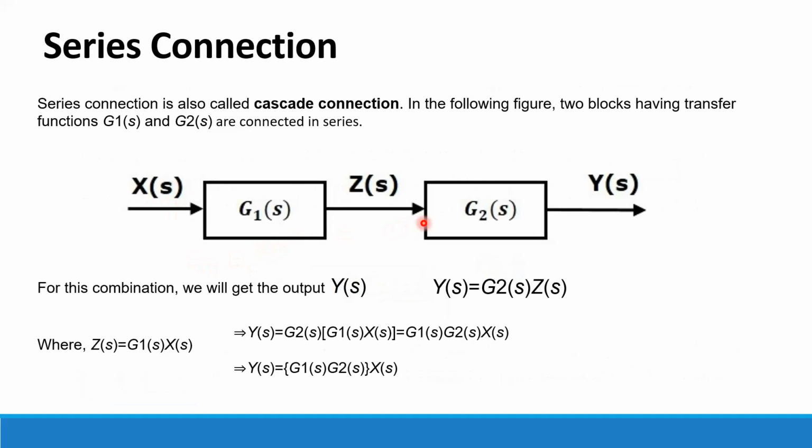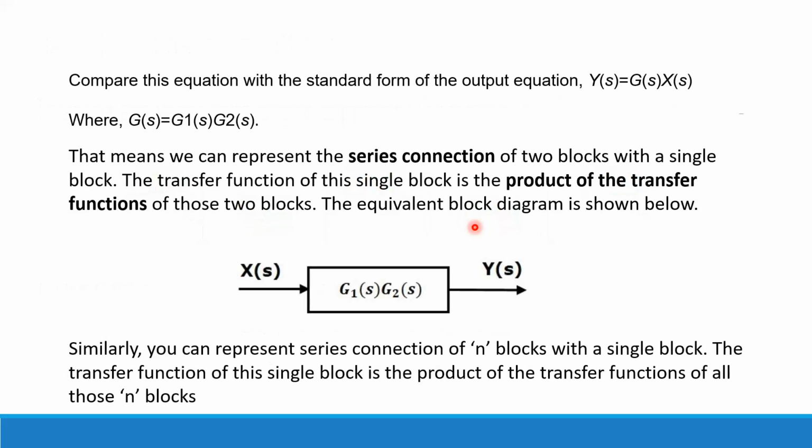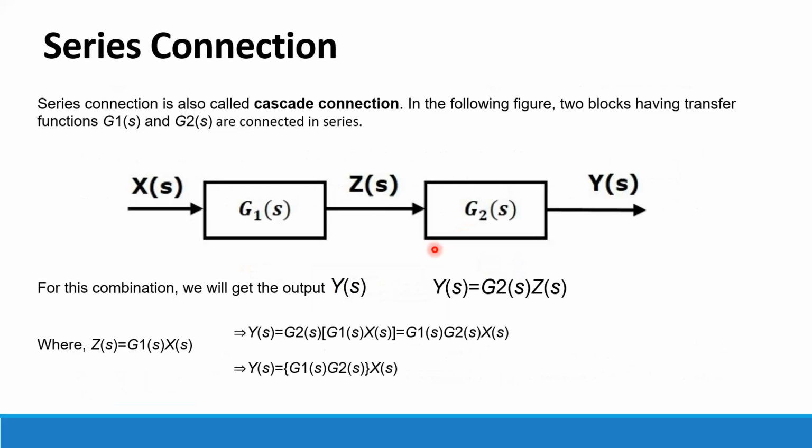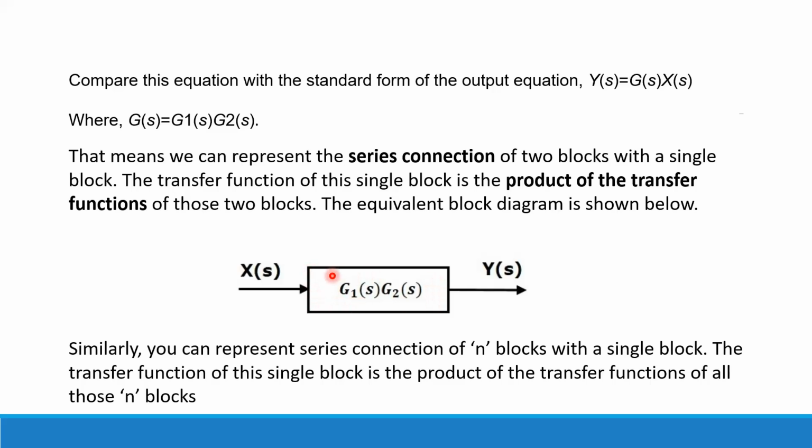Whatever blocks are connected in series, their reduced block will be formed by multiplying the gain of the first block with the gain of the second block. So if you multiply G1 of S into G2 of S, you will get the reduced block. Okay, and this reduced block will give us the original actual output with respect to the actual input. So your actual input is X of S and your actual output is Y of S.